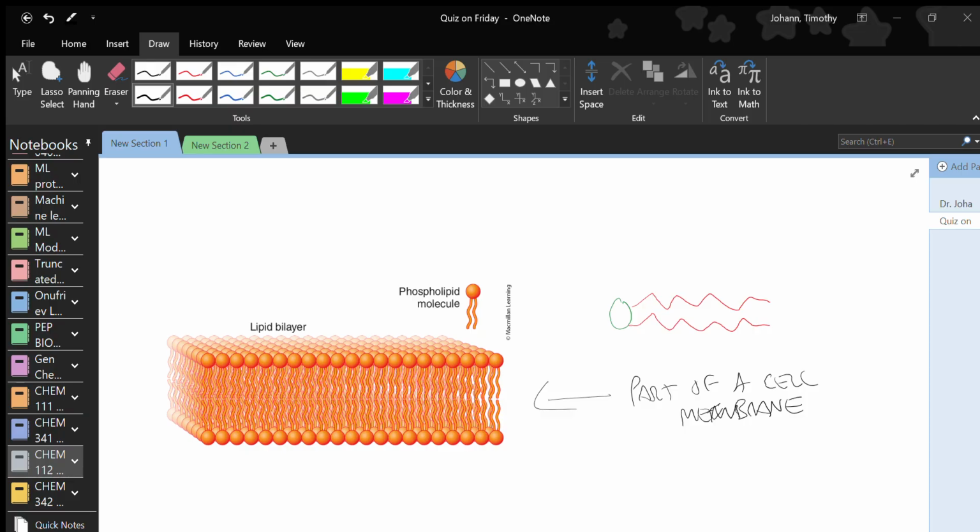So cells will have proteins that are channels embedded in the membrane that will control how much things can go in and out, like water, sodium and chloride, and things like that. Questions?